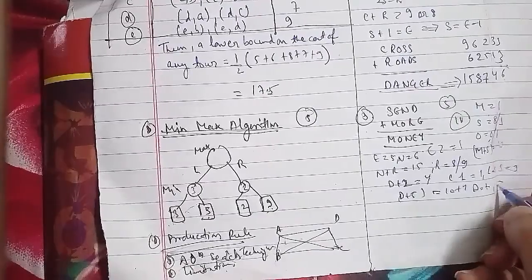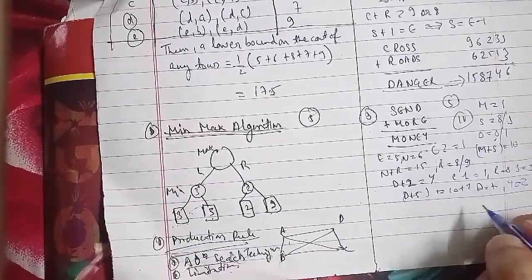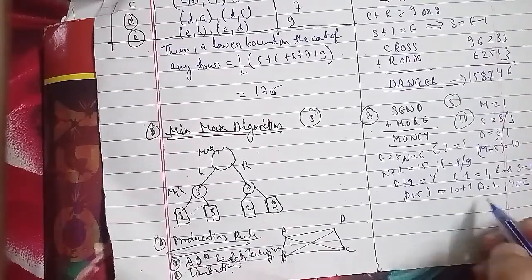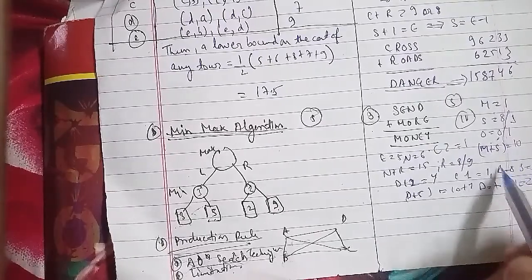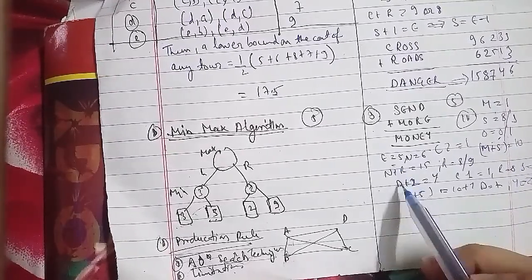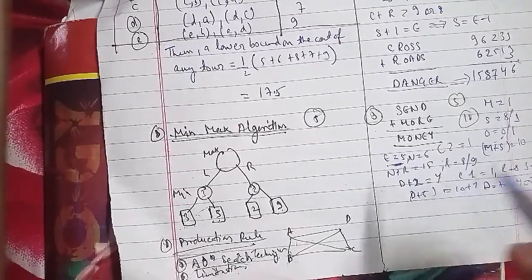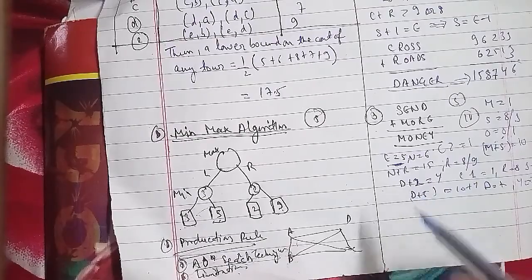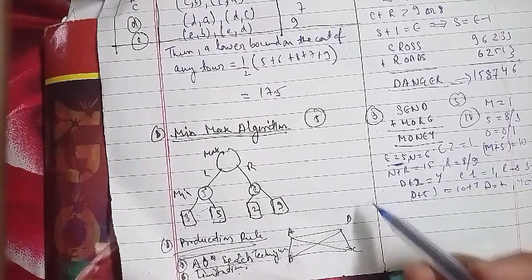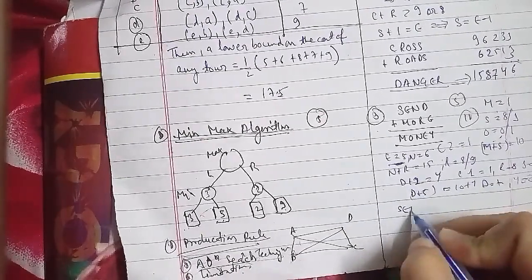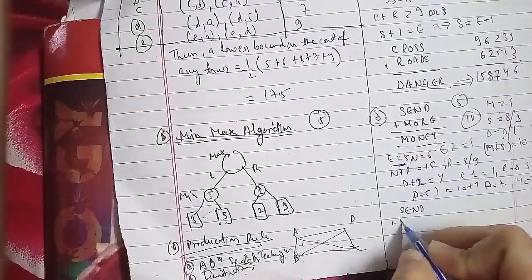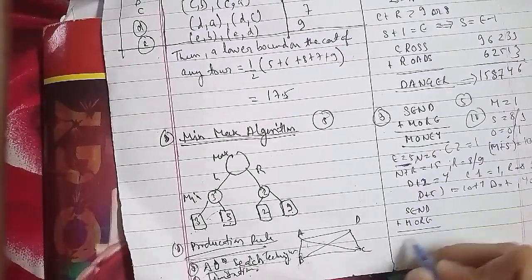So let's go ahead with SEND plus MORE. How much will MONEY be? For that calculation, SEND is 9567 and MORE is 1085, and we add both. So what we get here is 10652. So this is what we get.